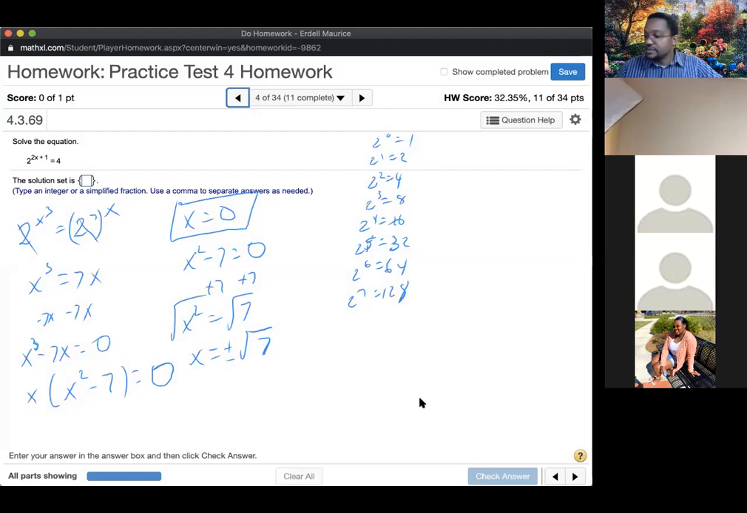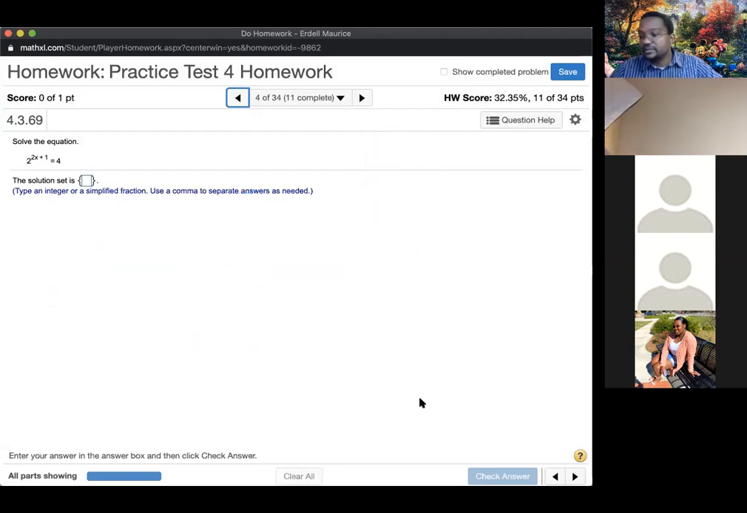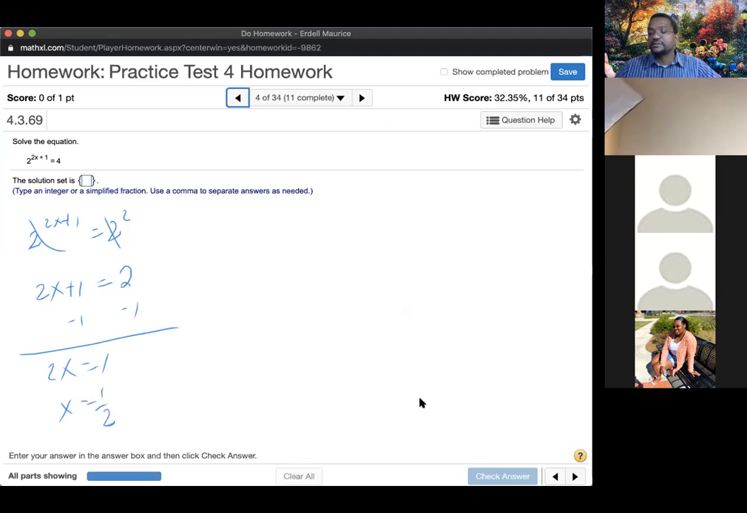Again, I don't feel I have to work this one out, but why not? 2x plus 1 is equal to 2 squared. Cancel, cancel. 2x is equal to 1, x is 1.